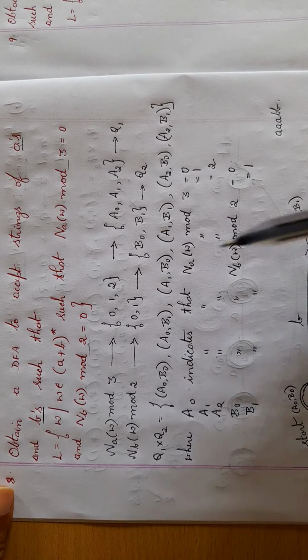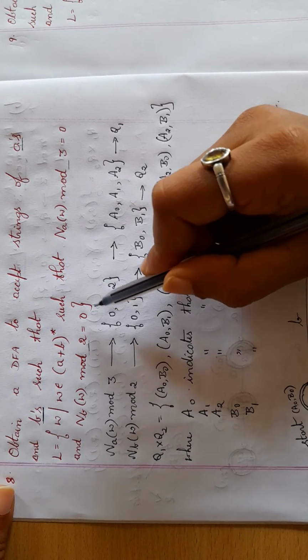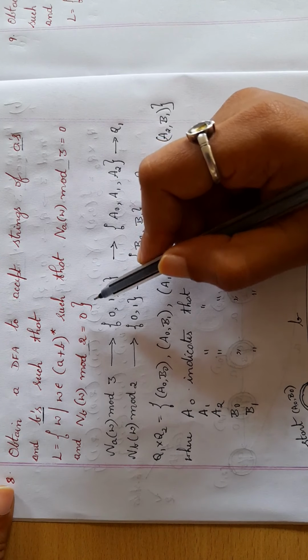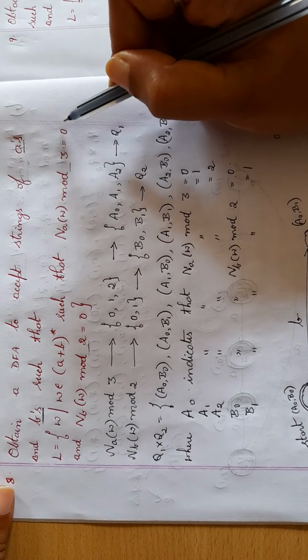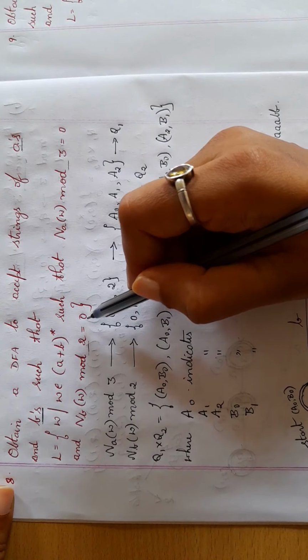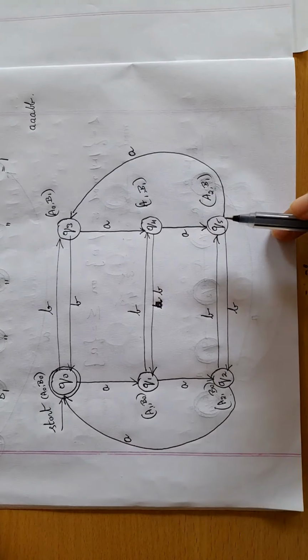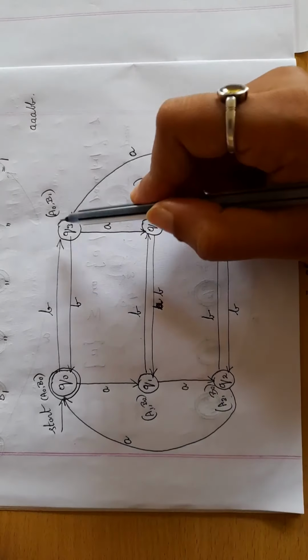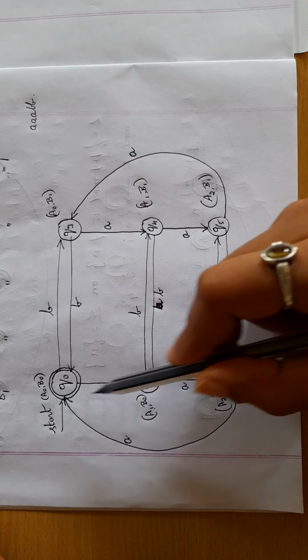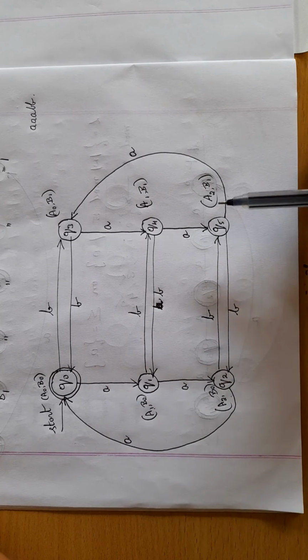Only your final state will change. If they give 1 and 1, then A1, B1 will be the final state. If they give 2 and 0, then A2, B0 will be the final state. So according to the question, first draw a DFA, and whatever they give, based on that, check which will be the final state. So this is the solution.